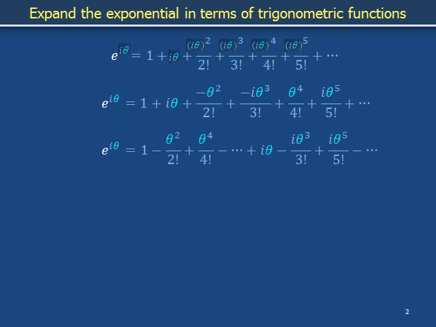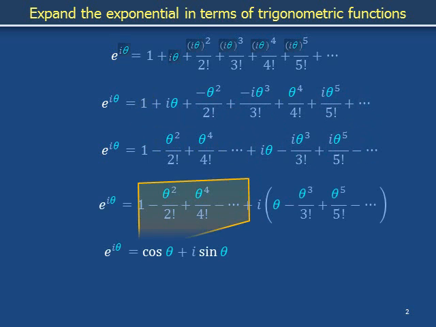Rearrange the terms. Group the real terms, meaning those with even powers of theta, to the left, and group the imaginary terms, those with odd powers of theta, to the right. Factor out the common i attached to the terms with odd powers of theta. The terms with even powers of theta form the power series for cosine theta, and the terms with odd powers of theta form the power series for sine theta.